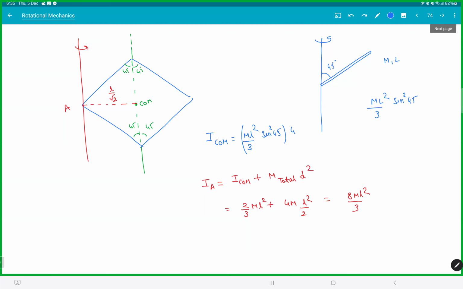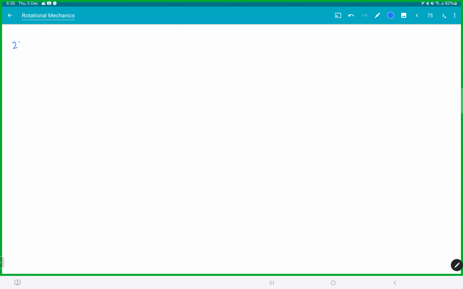So just clear, na? Next one. The moment of inertia I is given by 3x square minus 2x plus 7. X is some variable. This is the moment of inertia as a function of x. Find I about center of mass. There's no other information. Shape, mass, nothing is given. Only this much you know.